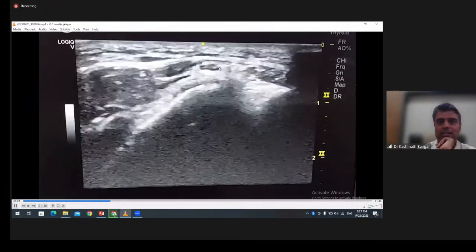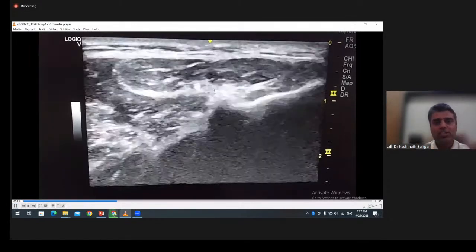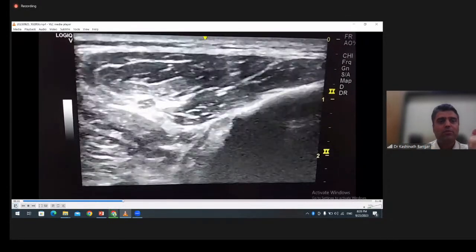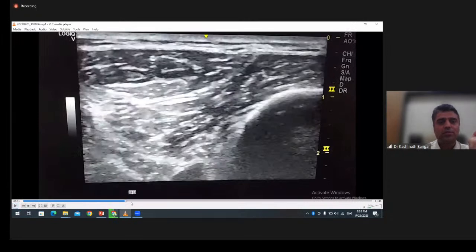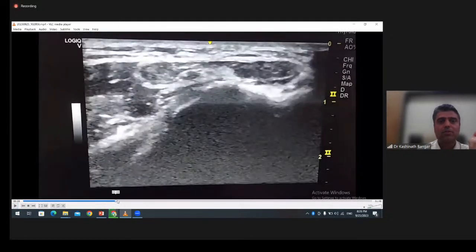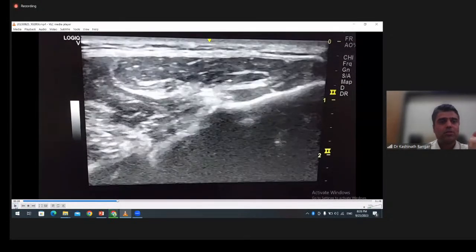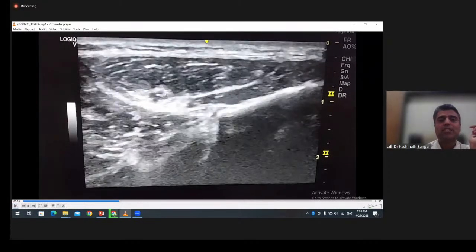This is an ulnar nerve. So now we go more distally. The moment we start going distally, you can see the ulnar nerve, and the muscle above is the flexor carpi ulnaris, and you can see the ulnar nerve.